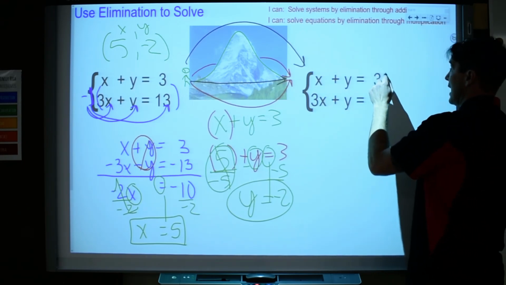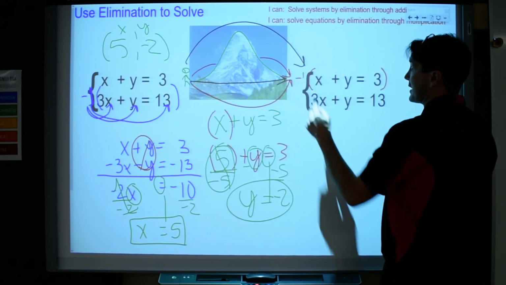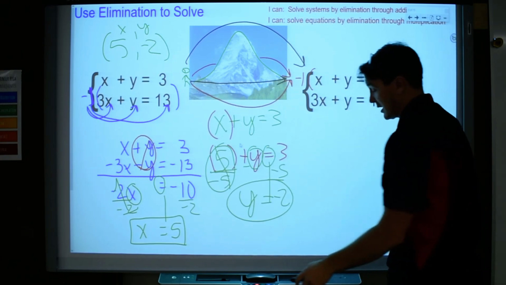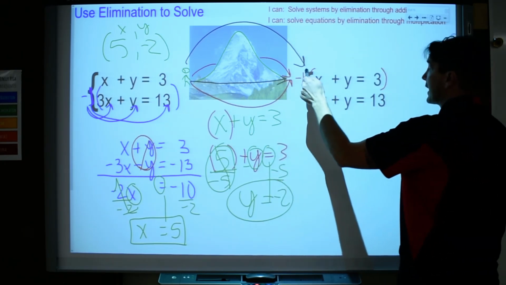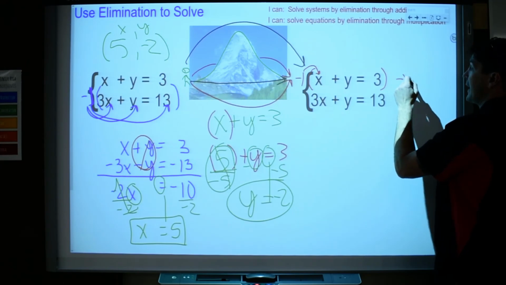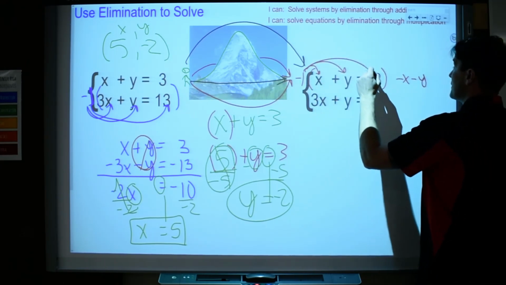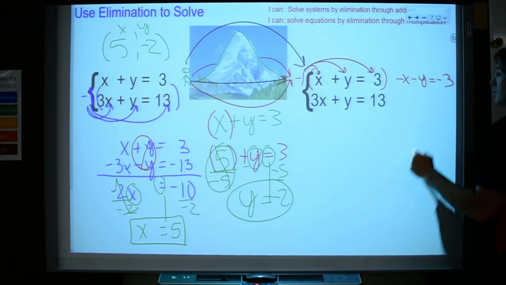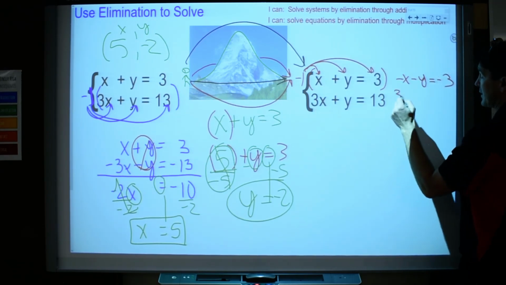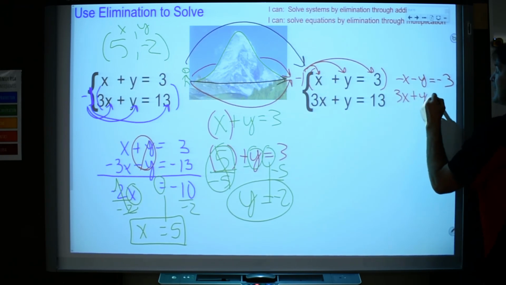And what I'm saying there is, if I had decided to multiply the top by negative 1, because it just seemed like an easier thing for me, well, negative 1 times x is negative x. Negative 1 times y is negative y. And negative 1 times 3 is negative 3. This doesn't change, so I'm going to bring this over. 3x plus y equals 13.